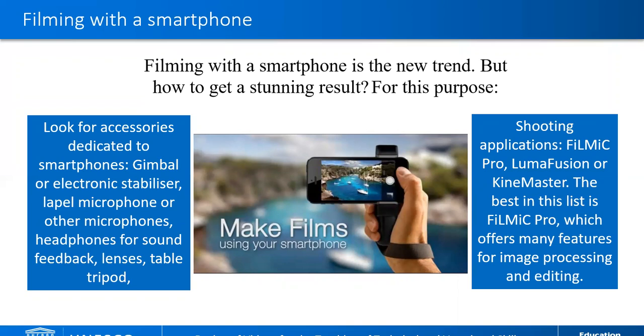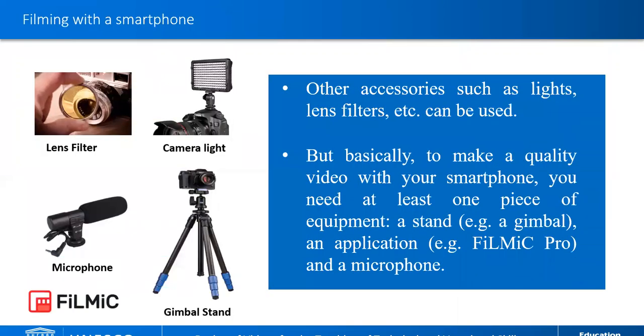The best in this list is Filmic Pro, which offers many features for image processing and editing. Other accessories such as lights, lens filters, etc. can be used. But basically, to make a quality video with your smartphone, you need at least one piece of equipment: a stand, for example a gimbal, an application, for example Filmic Pro, and a microphone.